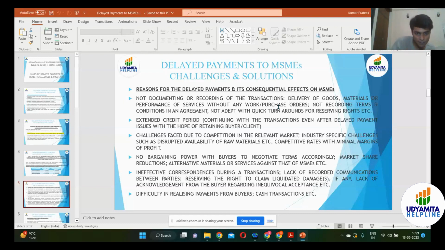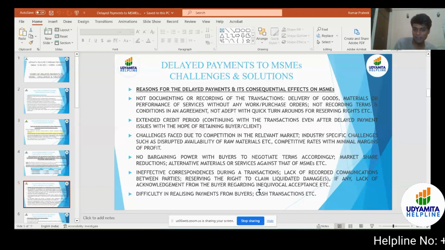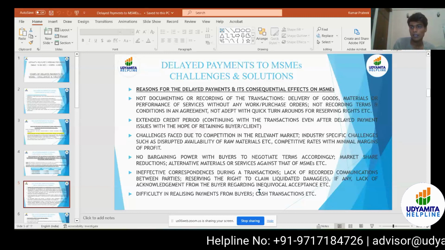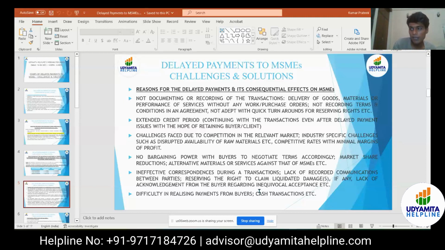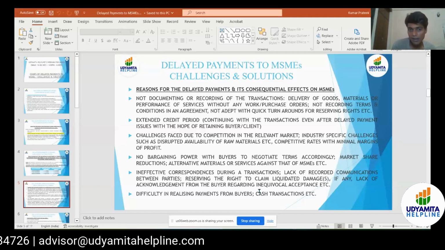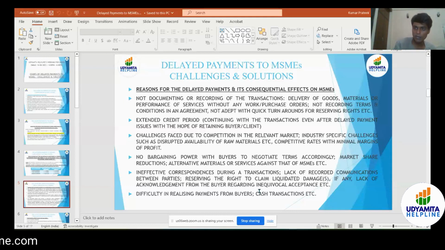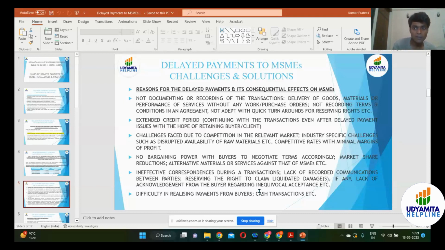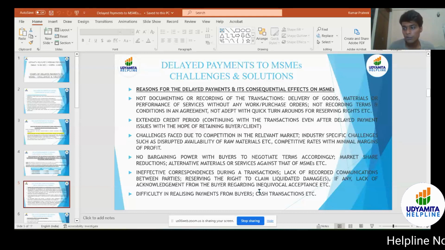So the last one is difficulty in realizing payments from buyers, cash transactions, etc. The difficulty in realizing payments from buyers arises from all these issues that we have talked about, right? And one more is cash transactions. Whenever we do cash transactions without any proof of it, it becomes really difficult for us to prove that the transaction actually occurred, right? So cash transactions are also good to be avoided as far as practically possible for all enterprises. So all these are possible reasons for the delayed payment and its consequential effects on MSMEs, and all these things should be taken care of, and the effective management of these internal solutions can lead us to a lot of avoidance of these issues of delayed payment.